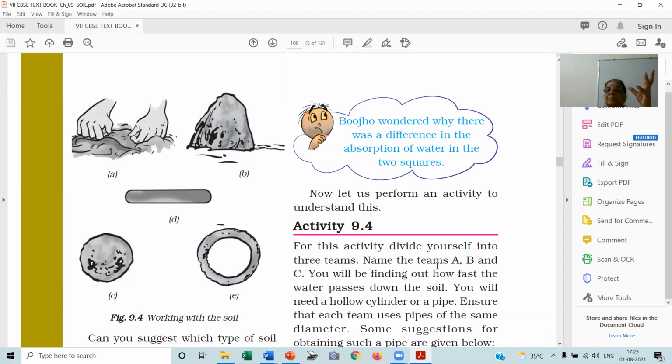When you are given some amount of soil, first we handle it with the hand, as in, pressing the wet soil. We do it like that. And then we make it into a shape. And then with different sizes we do it with the soil. And there is a difference in absorption of water in different types of soil.